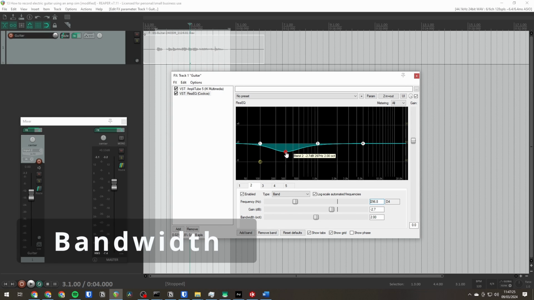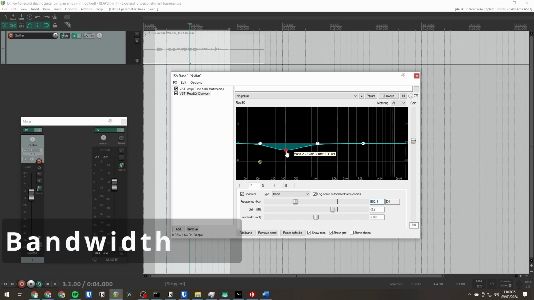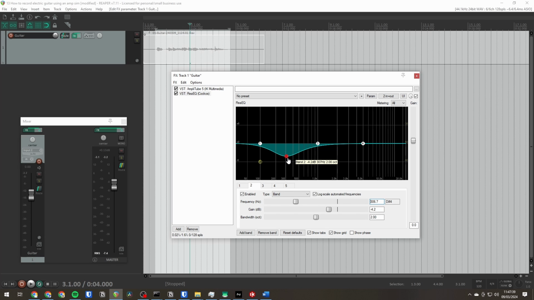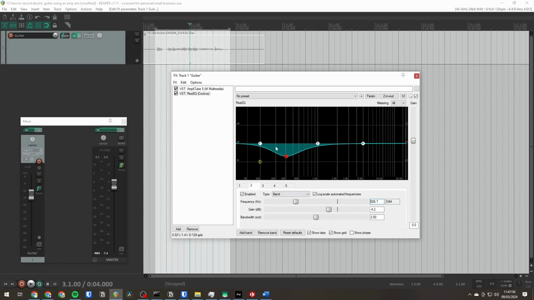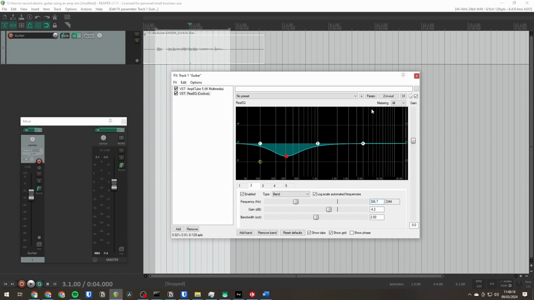Now, as I'm moving this up and down, it's not just the exact frequency that's changing, the frequencies around it are also increasing or decreasing. The amount that this happens is called the bandwidth. You may have heard people referring to how wide you should make your cut or boost with EQ, and that's what bandwidth is referring to. It's essentially how wide this affected area is. Bandwidth is usually measured in octaves. It's essentially how many frequencies near the frequency you are changing are affected.